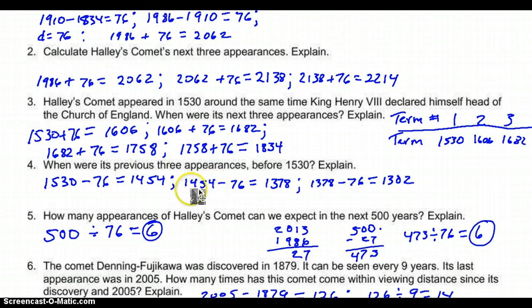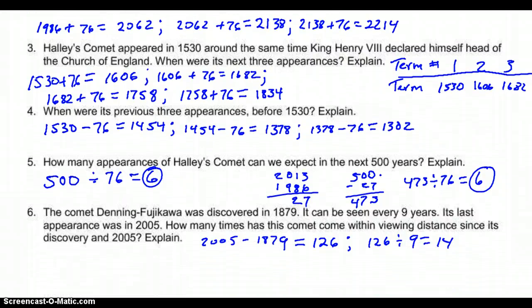Now we do the same thing with 1454. Let's subtract 76. We get 1378. So for the last one, what do you think you'll get if you subtract 76 from 1378? Yes, 1302. Okay, so those are the 3 previous. Notice what we've done. We've really come from 1302 all the way around to 2214 with the appearances of this comet. Well, let's not stop there.